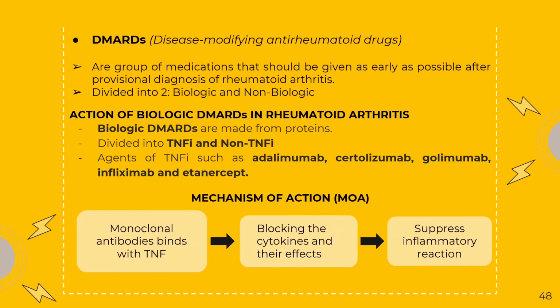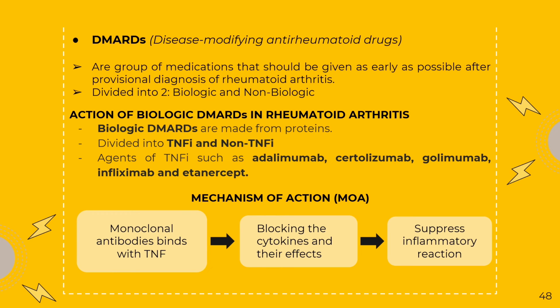The third one is disease-modifying anti-rheumatic drugs, which are a group of medications that should be given as early as possible after provisional diagnosis of rheumatoid arthritis. It's divided into two groups, which are biologic and non-biologic drugs. Now, we are going to biologic disease-modifying anti-rheumatic drugs. The reason it's called biologic is because they are made from proteins. It's divided into TNF inhibitors and non-TNF inhibitors.